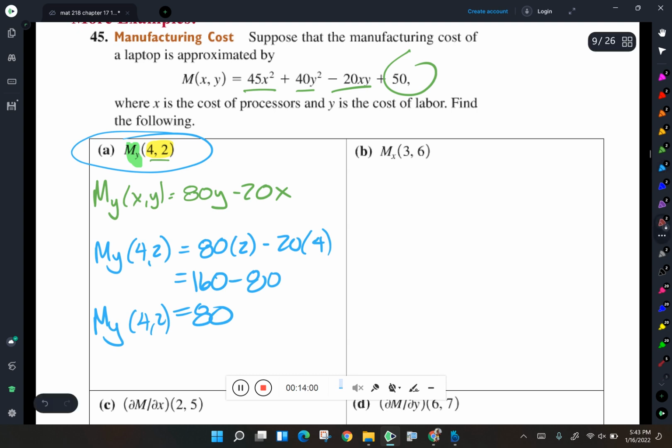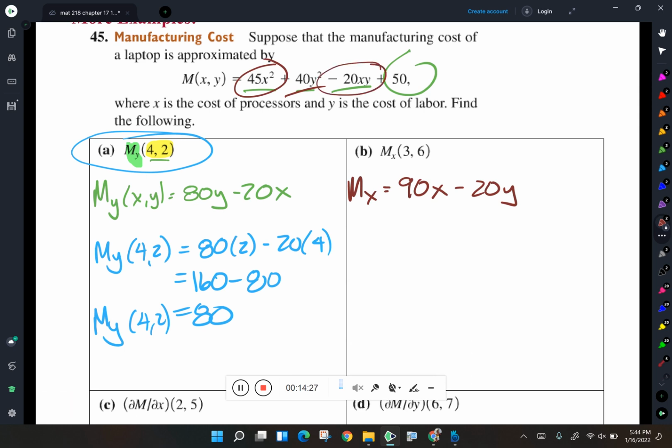All right, how is part A different from part B? Well, the correct answer is they're really not different. It's just take a partial derivative and plug in a value. All right. So I need to take a partial with respect to x to begin with. So the partial with respect to x will be 90x minus 20y. Okay. First term, 90x. Second term, no x, just goes away. Third term, partial derivative rules, I get negative 20y.